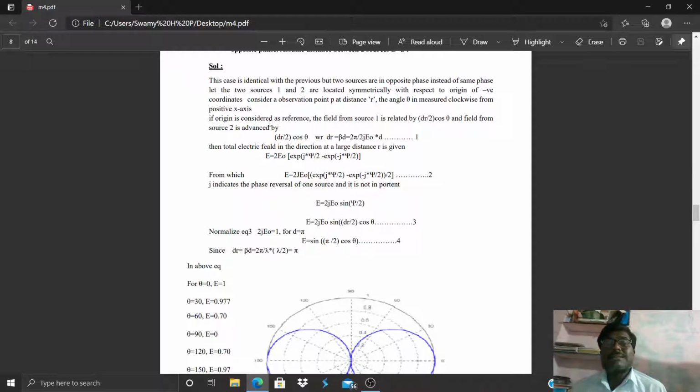So therefore, if origin is considered as a reference, you have to measure the electric field intensity at a point P in space, which is at a distance r. You have to consider origin as reference. The field from source 1 is advanced by dr by 2 cos theta. This you have to keep in mind.